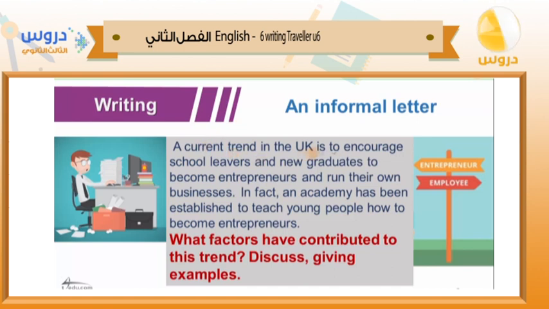A current trend in the UK is to encourage school leavers and new graduates to become entrepreneurs and run their own businesses. In fact, an academy has been established to teach young people how to become entrepreneurs. What factors have contributed to this trend? Discuss, giving examples. So it's about people who want to become small businessmen, like entrepreneurs, or want to go and find a job in a company and be employees. Discuss this and give examples.